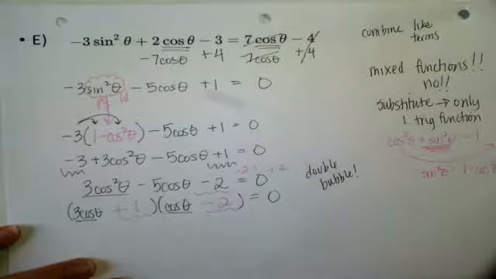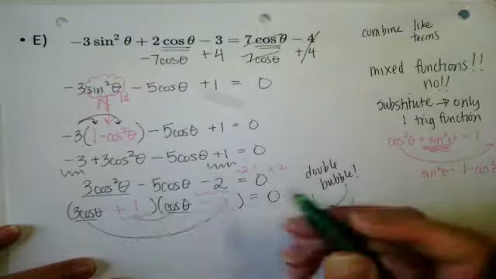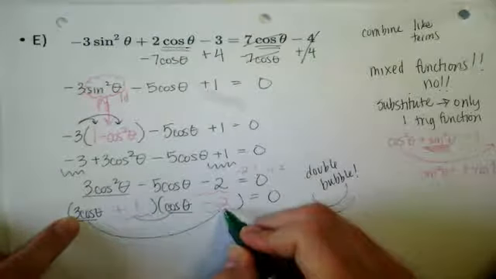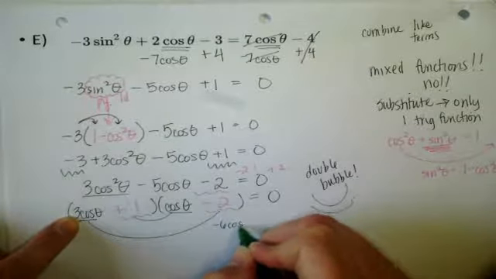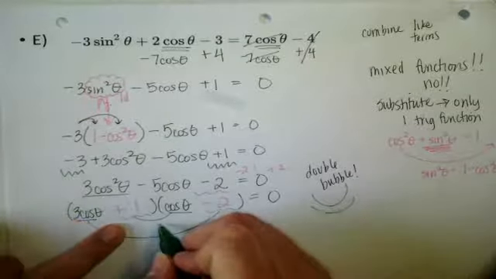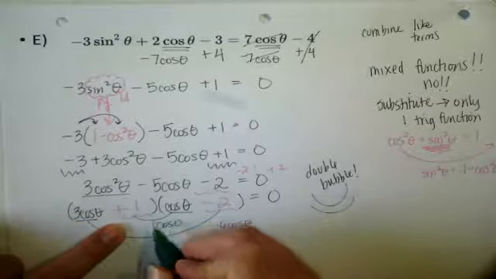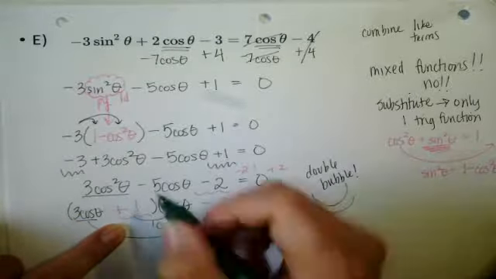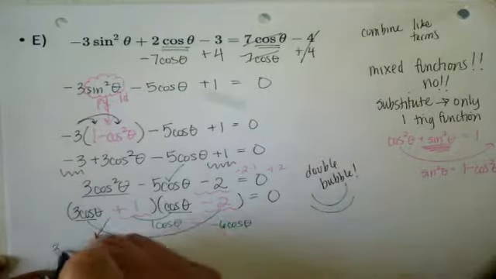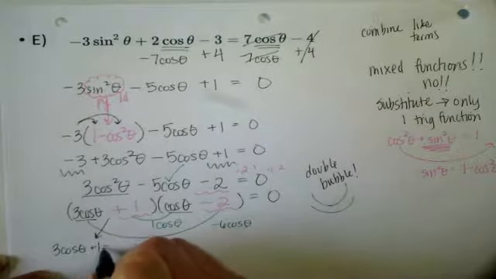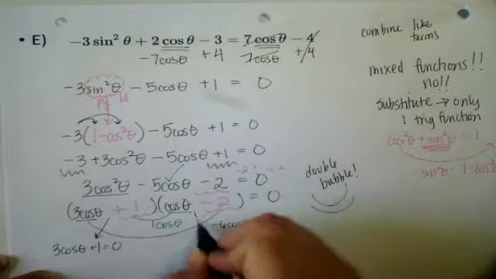How do you know if you did it right? You check the rainbow. So make sure you double check your rainbow. When we multiply the outside function here, 3 cosine theta times -2 gives me -6 cosine theta. And 1 times cosine theta is cosine theta. So -6 cosines plus 1 cosine gives me my -5 cosine theta. And now I can set each bubble equal to 0. So 3 cosine theta plus 1 equals 0, and cosine theta minus 2 equals 0.